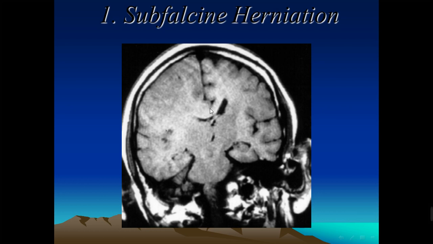In fact, subfalcine herniation results in shift of the cingulate gyrus of one hemisphere to the other side under the falx cerebri, across to the contralateral side of the brain.